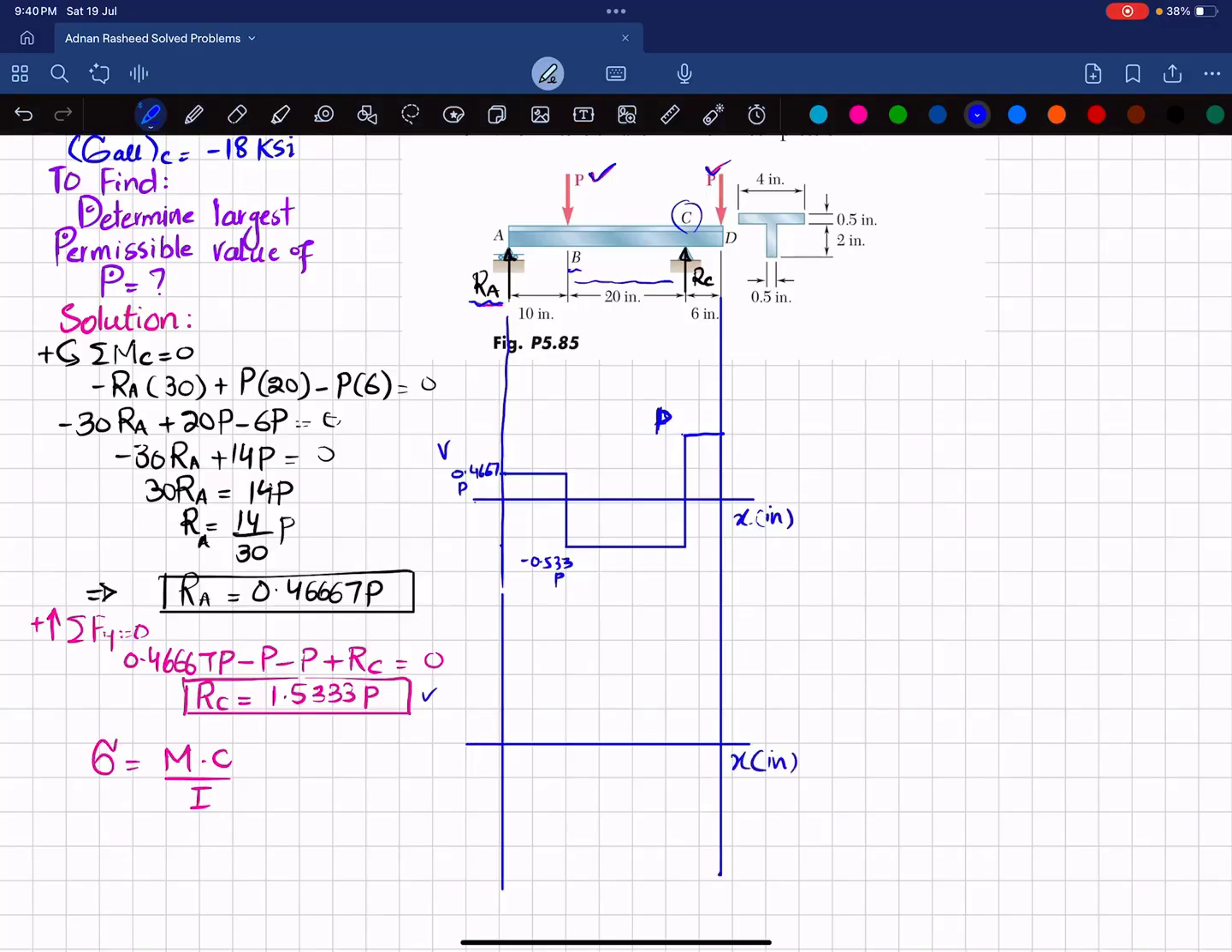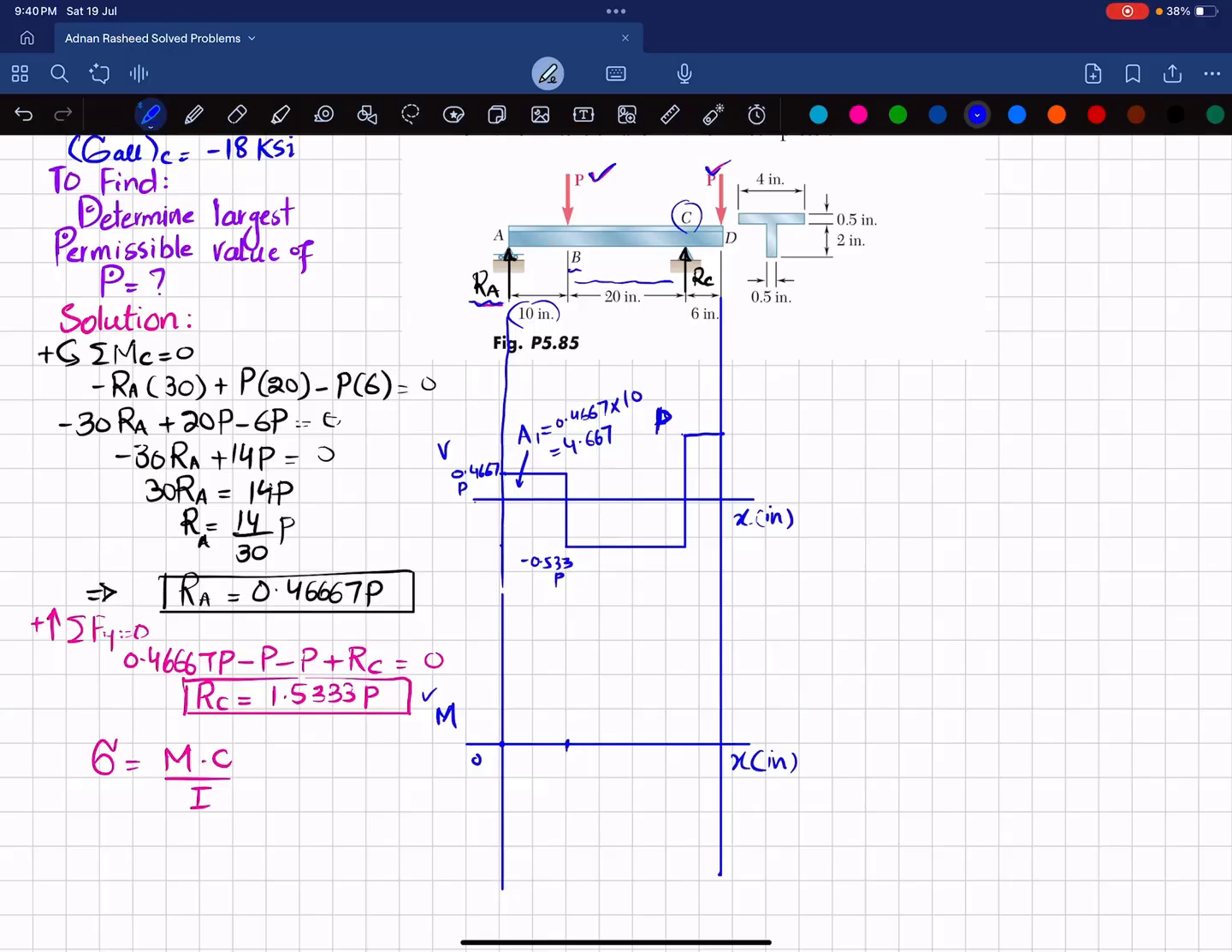Again, x will be in inches, and on the y-axis you will have moment. Now we know that the area under the shear force diagram will give you moment. So this will be the first area. I will write it as A1, and this A1 will be equal to 0.4667 multiplied by this length, which is 10. So I will get 4.667. So at point A, the moment is equal to 0.